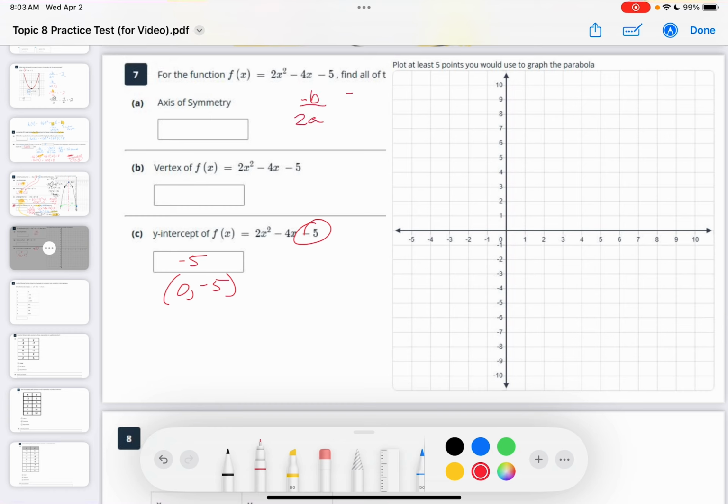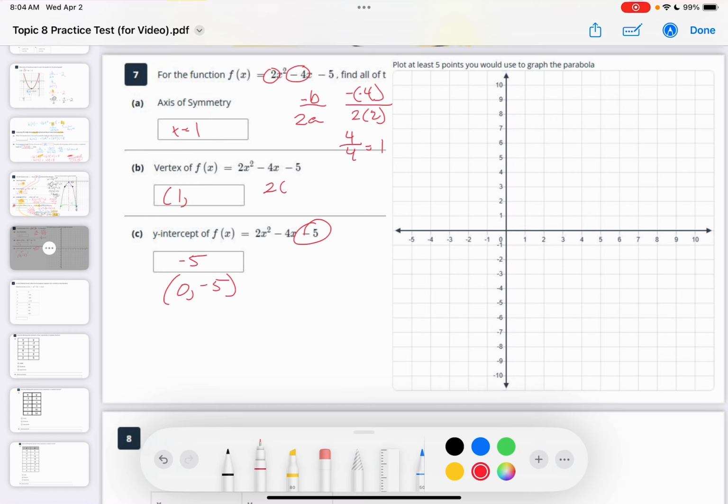So I've got negative 4, because that's my b value. My b value is negative 4, so negative 4 on top of 2 times my a value, which is 2. That gives me negative 4 over 4, which is 1. Tells me that my axis of symmetry is x equals 1, and it tells me that my x value of my vertex is also 1.